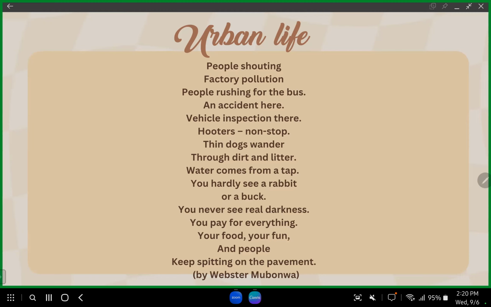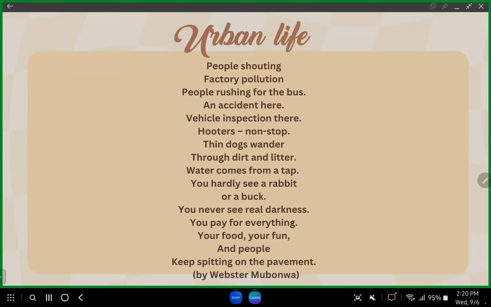The poem is Urban Life. The title of the poem is Urban Life. People shouting, factory pollution, people rushing for the bus, an accident here, vehicle inspection there, hooters non-stop, seeing dogs wander through that and litter. Water comes from a tap, you hardly see a rabbit or a buck. You never see real darkness. You pay for everything, your food, your fun, and people keep spitting on the pavement. Boy Webster, move on.